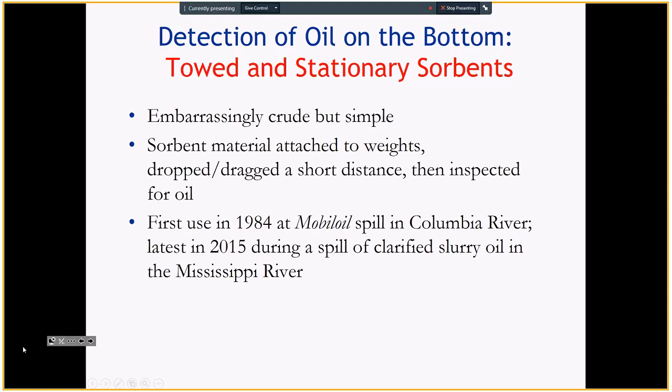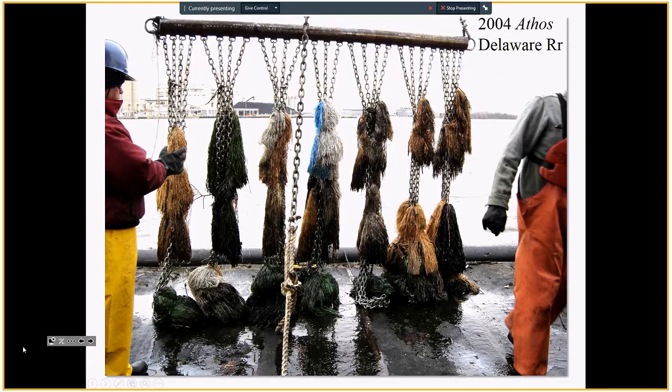Chris will tell you all about those conditions. So these things are essentially something attached to a weight, compared to the towed ones. This is kind of what they look like. We call these VOReS, vessel of opportunity oil recovery systems. At first, we were thinking maybe you could use them for recovery, but we mostly use them for detection. You drop them over, drag them for a while, pick them up and look at them, and you have some description of how oily they are.